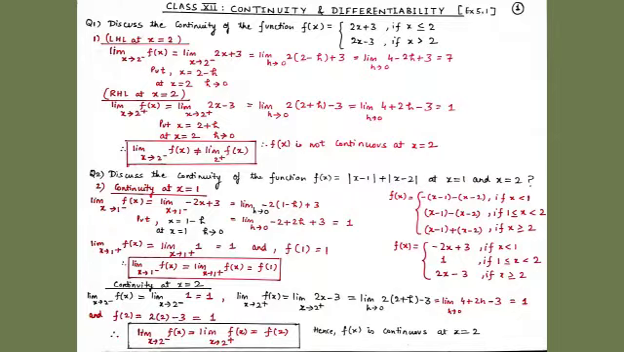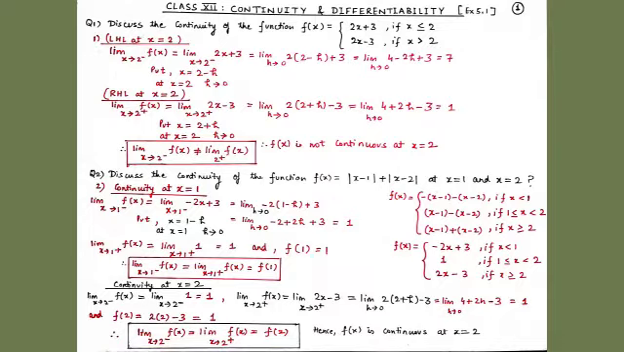So, as you all know, before the vacation we started chapter 5 of class 12 mathematics, that is continuity and differentiability. I have already told you about the basic concept of continuity, in which a function is said to be continuous if left hand limit is equal to right hand limit, which is equal to the value of the function at which it is defined. So in this video, we'll do some more questions which are based on continuity.